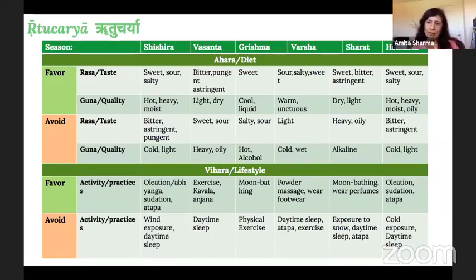Okay, so I just noticed a couple of things on the slide. Maybe you can explain oleation and atapa. What do these words exactly mean in Ayurveda? Yes, thank you for bringing that up, and I'm glad you asked.